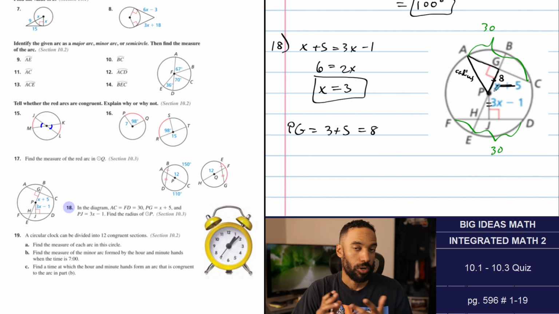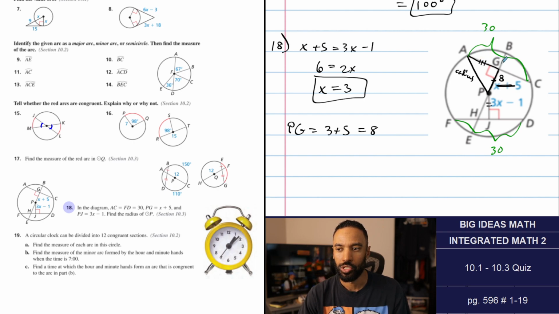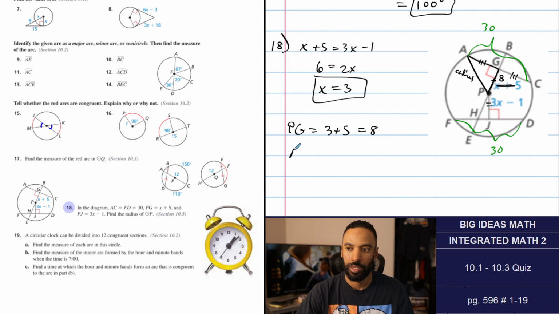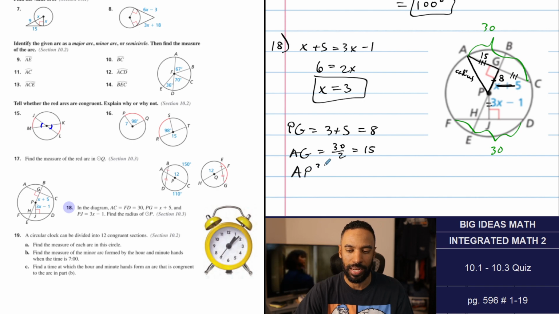Here's another thing that's true. When a diameter, or in this case a radius, is perpendicular to a chord, it also bisects that chord. So these two parts are congruent as well. So I can take that 30 for AG and divide it by 2, and I get 15. So this is 15, this is 8. These are two legs of a right triangle. I want to find that AP radius by using the Pythagorean theorem. C squared equals A squared plus B squared.